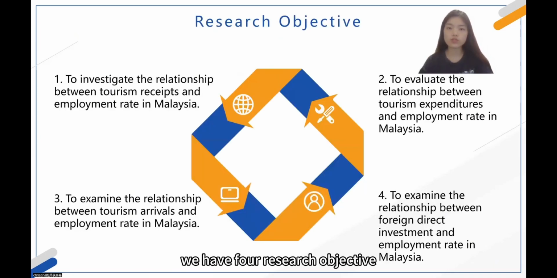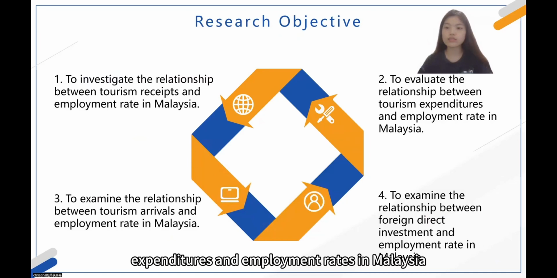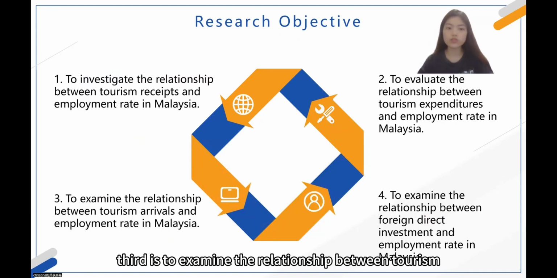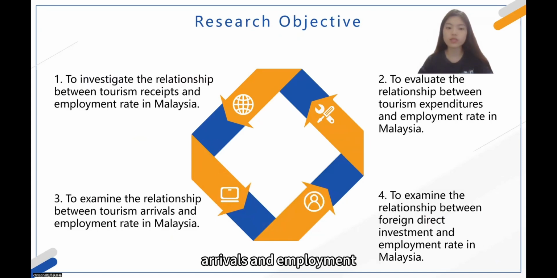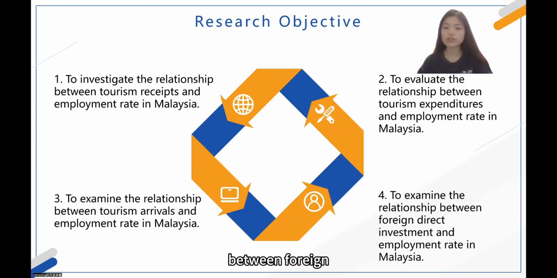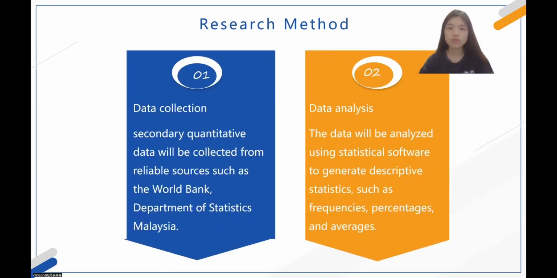We have 4 research objectives. First is to investigate the relationship between tourism receipts and employment rates in Malaysia. Second is to evaluate the relationship between tourism expenditures and employment rates in Malaysia. Third is to examine the relationship between tourism arrivals and employment rates in Malaysia. And the last one is to examine the relationship between foreign direct investment and employment rates in Malaysia.